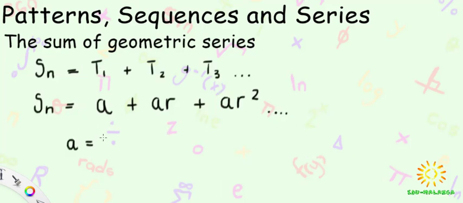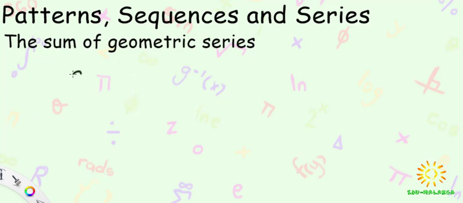So in our question, we were told that a is equal to 2, and we were also told that a times r plus a times r squared is equal to 40, because that's term 2 and term number 3. Let's substitute a into this equation and solve for r. We're going to have that 2r plus 2r squared should equal to 40.